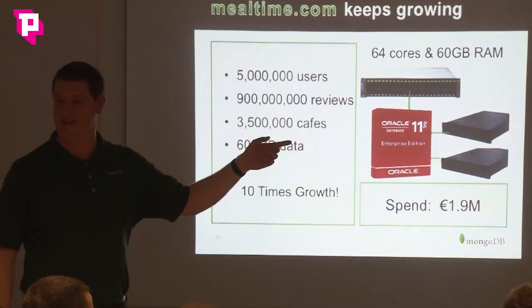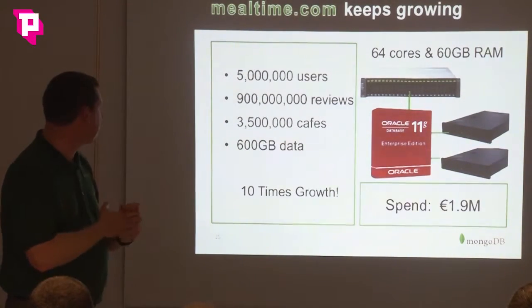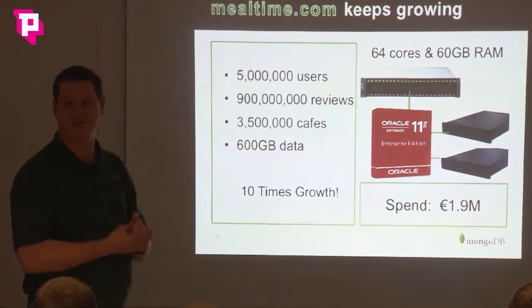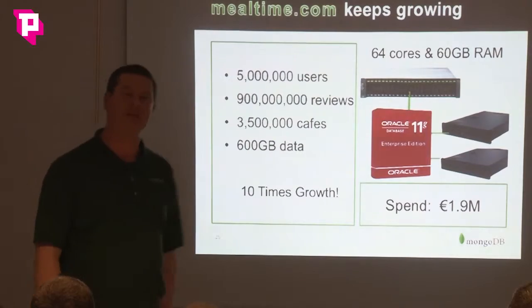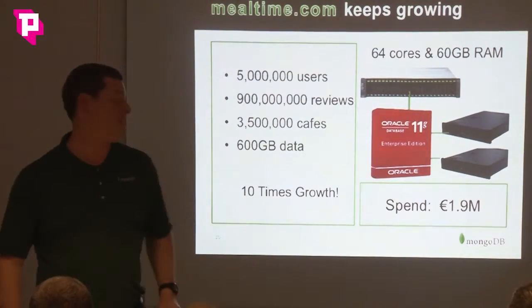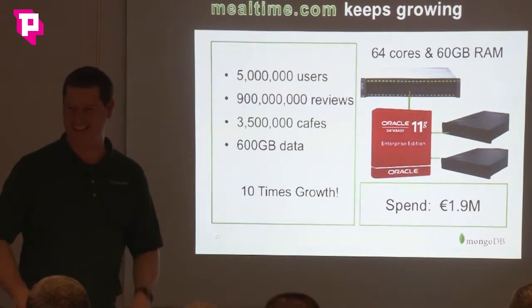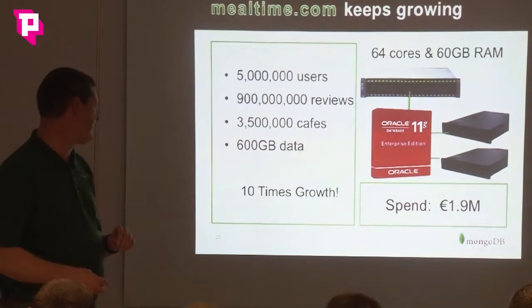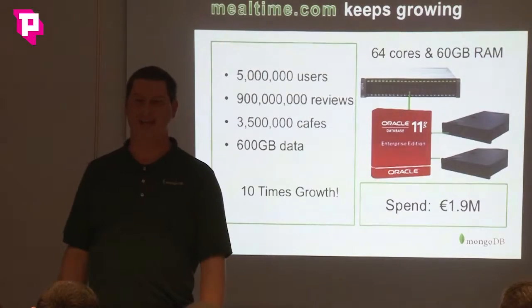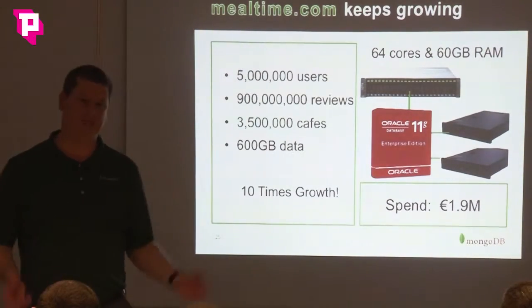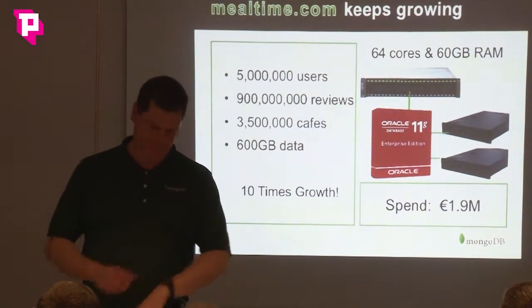Have you seen the crowds out there? We've got 900 million reviews in 350,000 cafes. It says cafes there because restaurants doesn't fit. And they've got 600 gigabytes of data. So basically, since we last saw these guys, they've grown 10 times. So what do they have to do? They have to scale up the hardware.